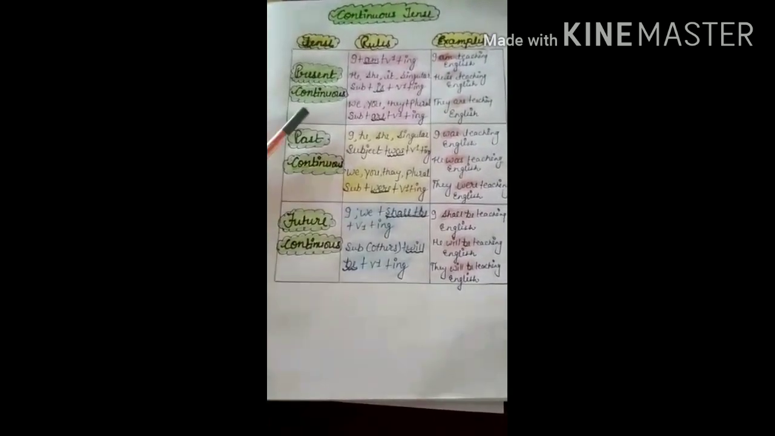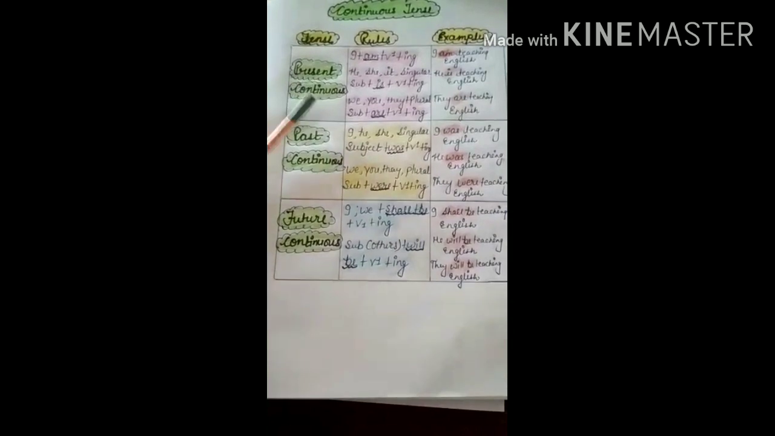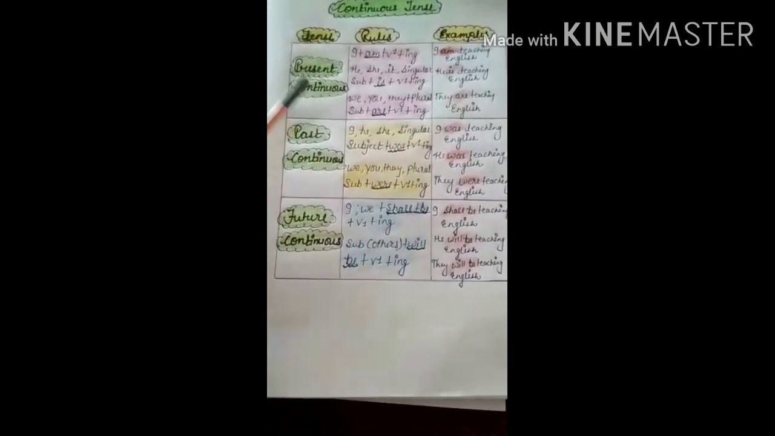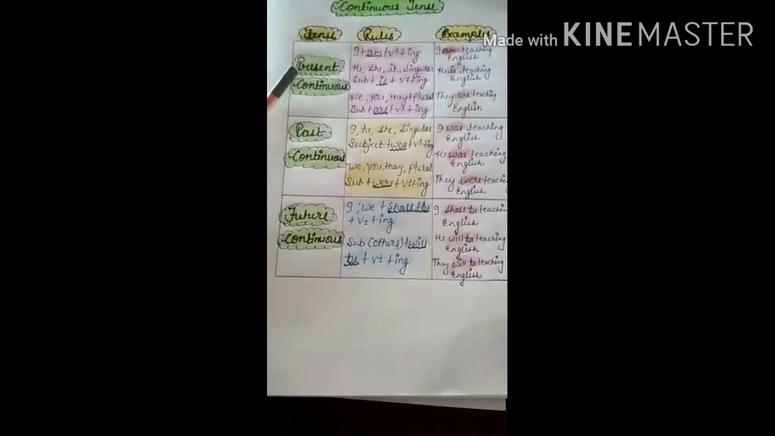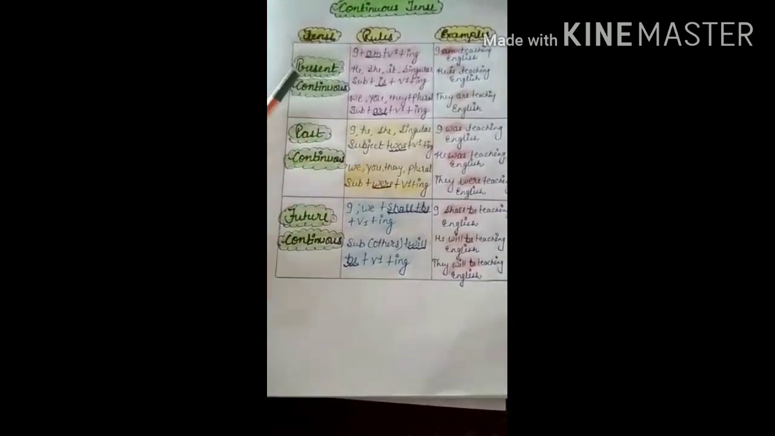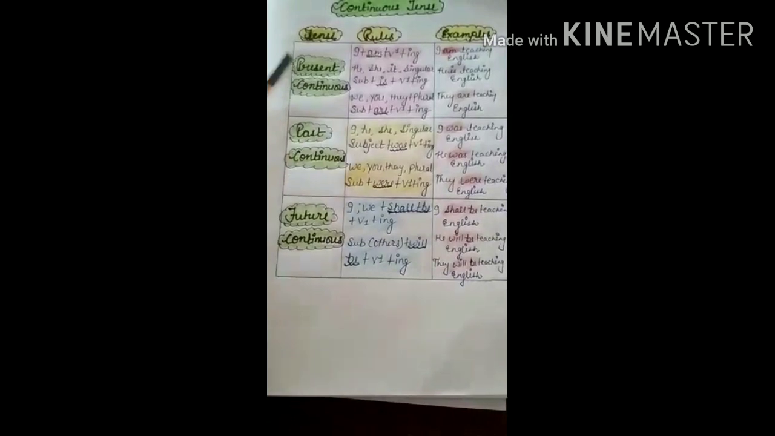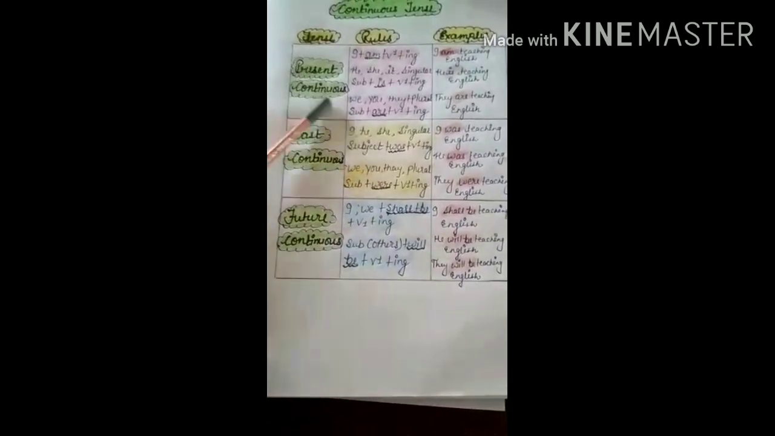Students, present continuous tense is used when we wish to say that something is happening now, at this moment. Here is some rule.